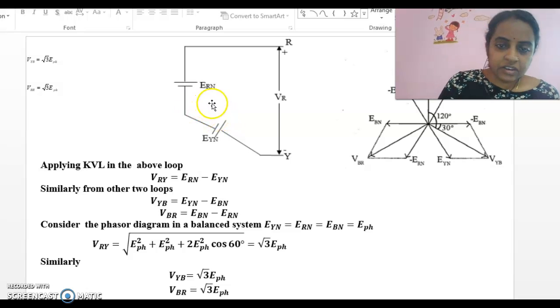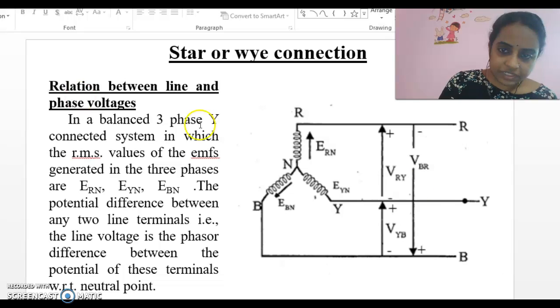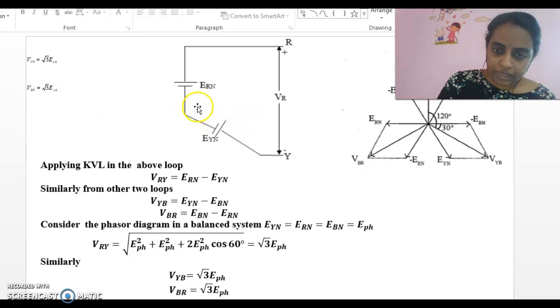For that, we are taking a loop here. Many loops are here, and I am taking this loop, the loop consisting of ERN, EYN and VRY. This is a closed loop.